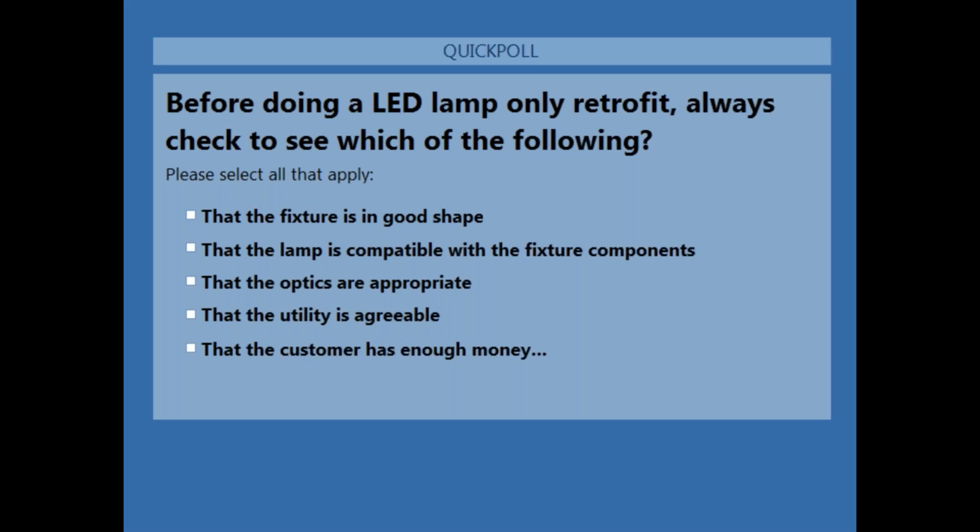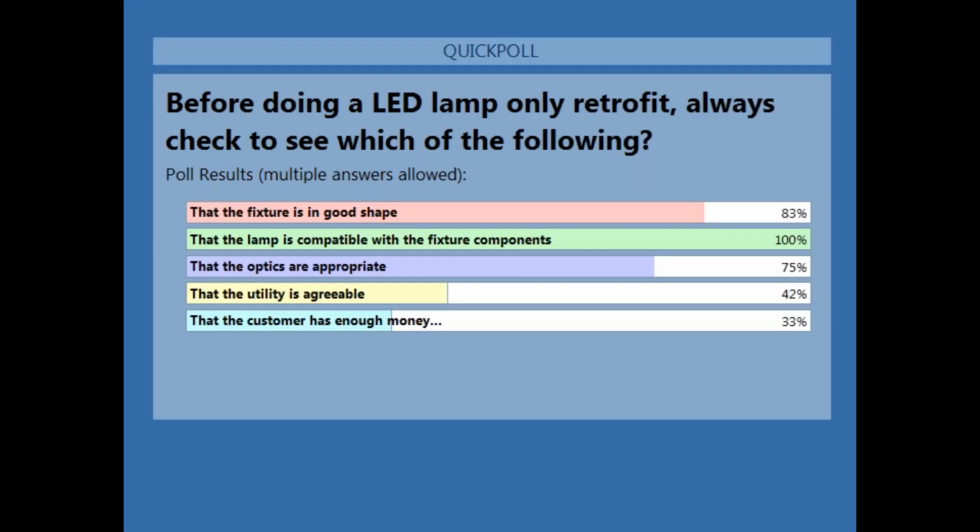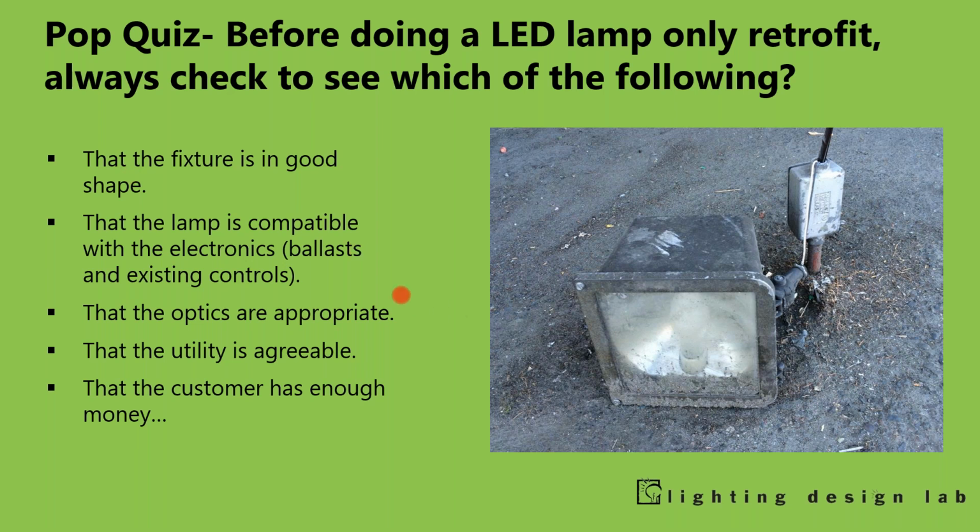So yeah, you want to check to see that the fixture's in good shape. Obviously, you don't want to retrofit a fixture that's falling apart. Optics compatible and electronics, yes. You also want to check with your utility, because we see people that get pretty far down the road on a retrofit strategy, and it turns out that the fixture they're selecting isn't really going to be eligible for a utility rebate. And the last one's sort of a joke, but actually, that might be the first one to check too. Anyway, they're all applicable on some level.